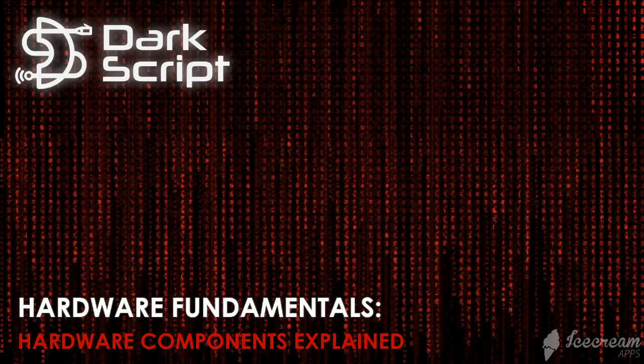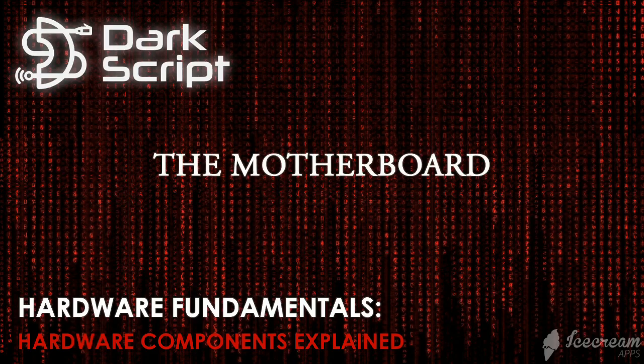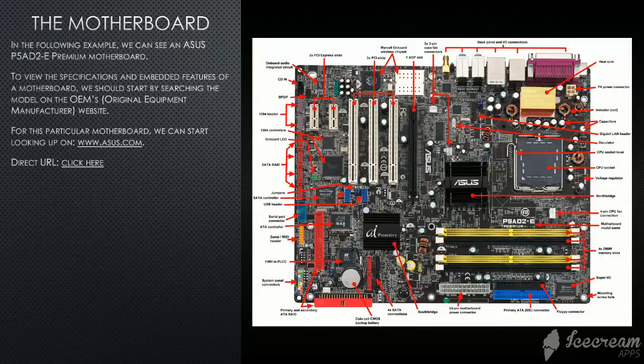This is Hardware Components Explained, and our next module will introduce the motherboard. Let's dive in a little deeper and learn which specifications we would normally expect to find when reviewing a motherboard model. In the following example, we can see an Asus P5AD2-E Premium motherboard, quite an old one.